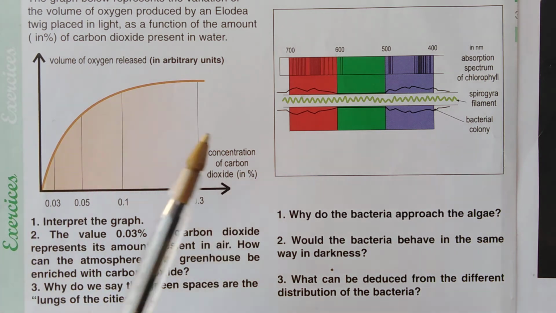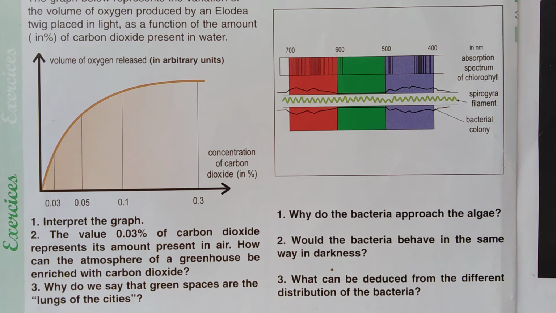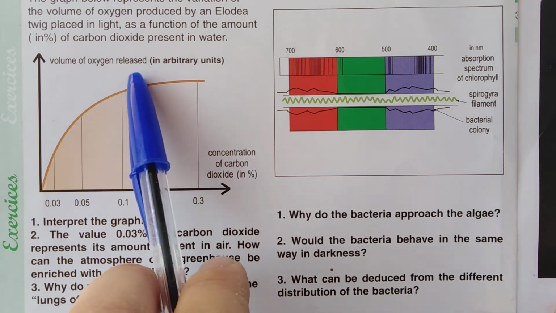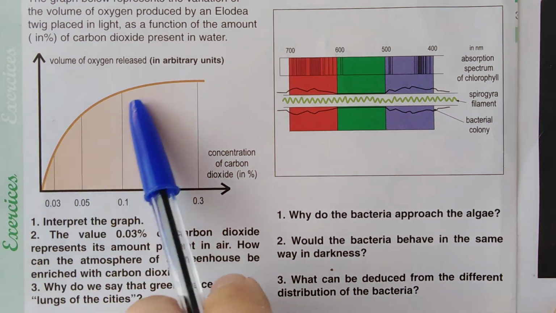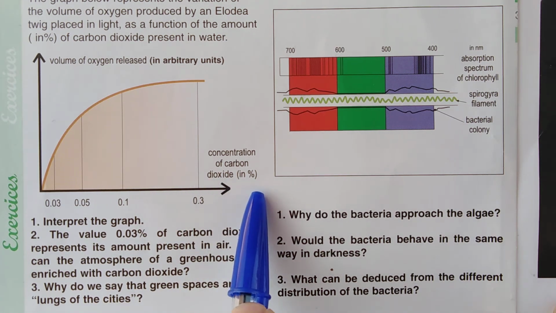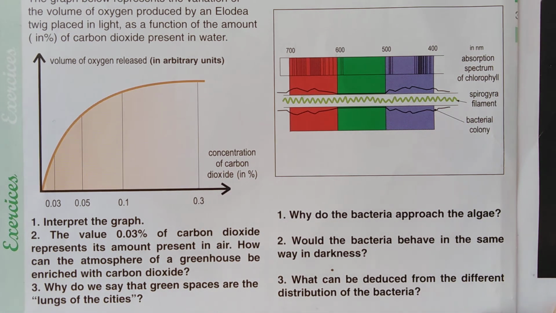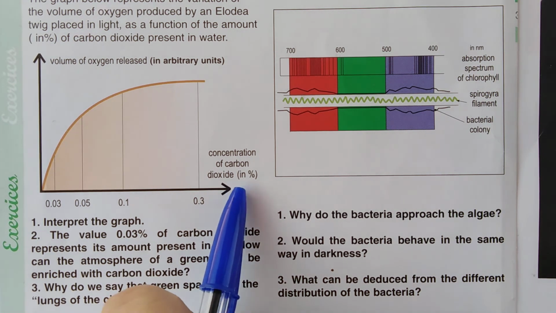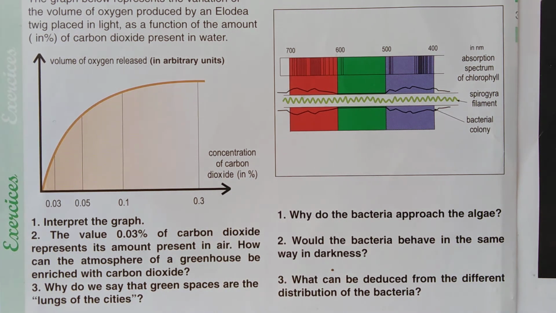According to this graph, we can see that the volume of oxygen released was strictly increasing as the concentration of carbon dioxide was increasing. So what do we conclude? We conclude that as we increase the amount of carbon dioxide, the rate of photosynthesis in green plants will rise. Okay?